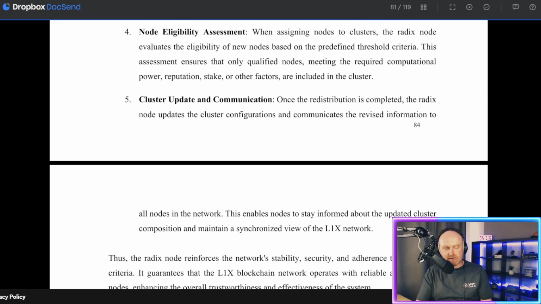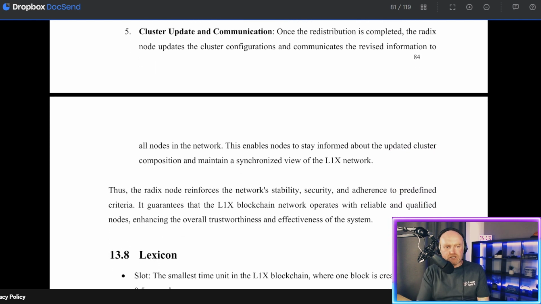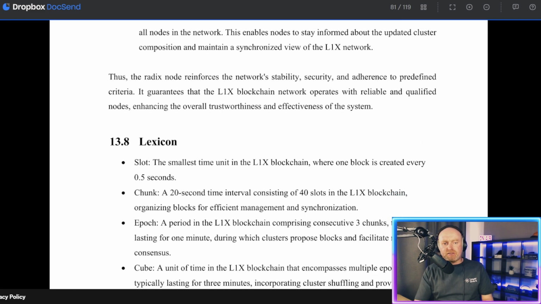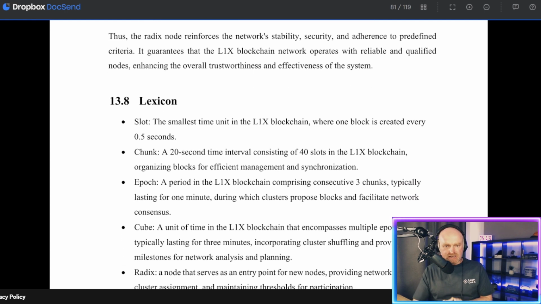Node eligibility assessment. When assigning nodes to clusters, the Radix node evaluates the eligibility of new nodes based on the predefined threshold criteria. This assessment ensures that only qualified nodes meeting the required computational power, reputation, stake, or other factors are included in the cluster. Number 5. Cluster update and communication. Once the redistribution is completed, the Radix node updates the cluster configuration and communicates the revised information to all nodes in the network. This enables nodes to stay informed, update the cluster composition, and maintain a synchronized view of the L1X network. Thus, the Radix node reinforces the network stability, security, and adherence to predefined criteria. It guarantees that the L1X blockchain network operates with reliable and qualified nodes, enhancing the overall trustworthiness and effectiveness of the system.